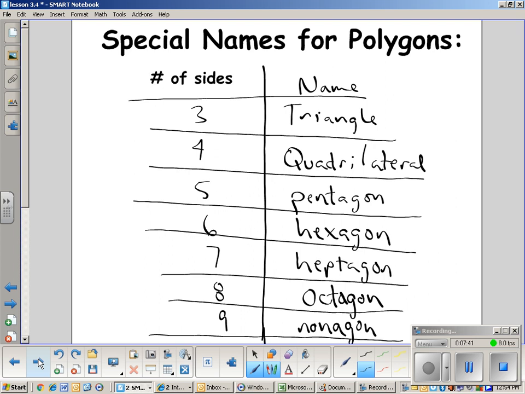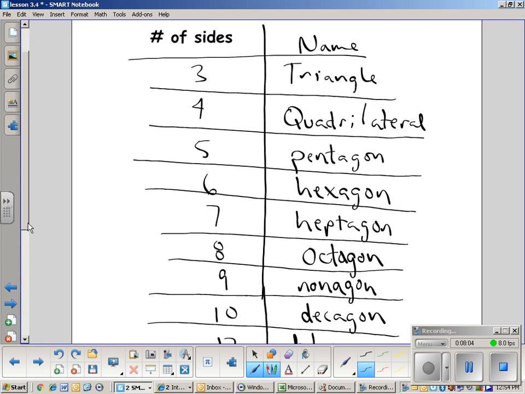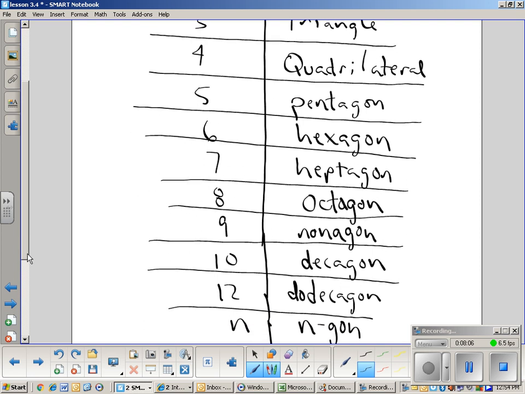All right. This comes from your textbook. I don't remember what page it is, but this table could be copied down out of your textbook. It's special names for polygons. You for sure know a few of them already. Three-sided is a triangle, four-sided is a quadrilateral. Okay? I think you can probably spell triangle, so we'll move on.